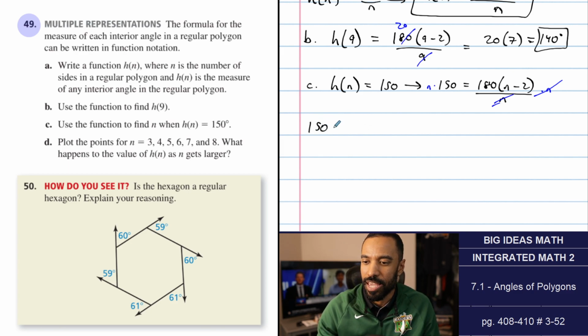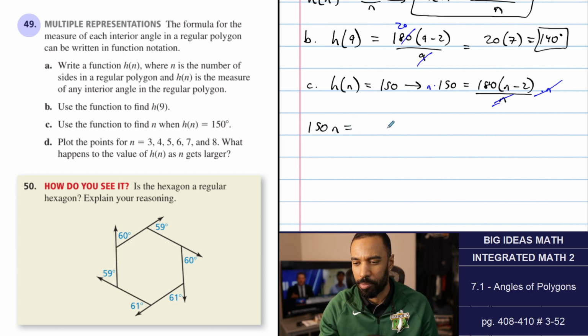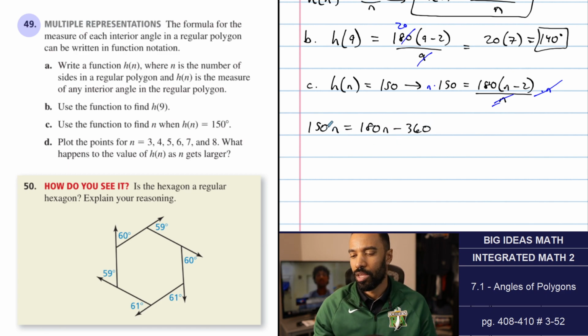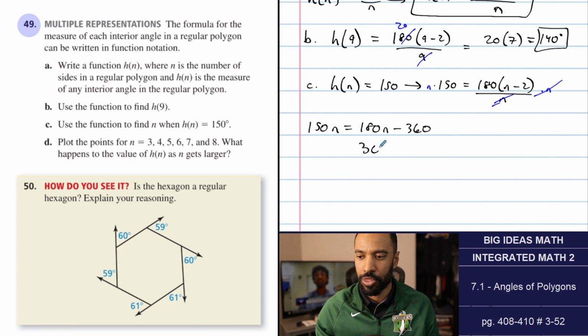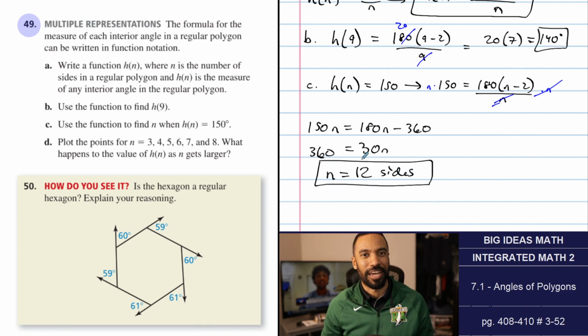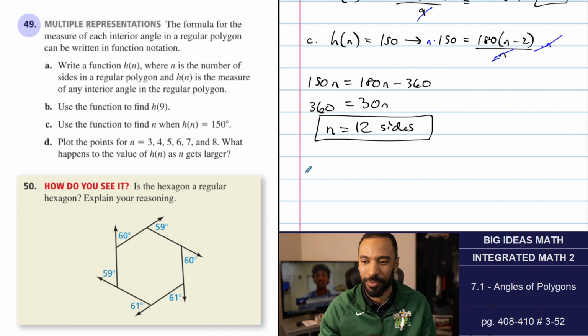And you get 150n equals, I'm going to distribute this 180, 180n minus 360. If I subtract 150n to get 30n, add 360, divided by 30, you get n equals, I know this, 12. 12 sides. I probably should have used my other formula that I had, 360 over 180 minus 150. I would have gotten it a lot faster. I got that from that other one.